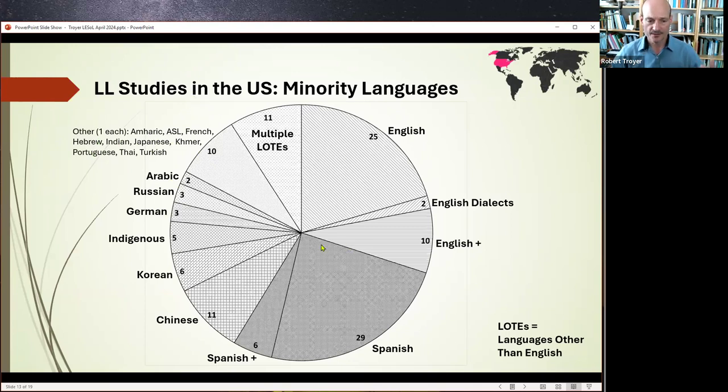So, along with this combination, there were 11 studies that I categorized as multiple LOTs. I'm not a big fan of the acronym LOT, but it refers to languages other than English. So in these 11 studies they were documenting a specific location, and there was no particular emphasis given to one language or another. They were documenting multiple languages in a very multilingual situation. And so, as a whole, I think this is a really good reflection of multilingualism in the United States, at least in the kind of urban environments that have been researched by linguistic landscape scholars.